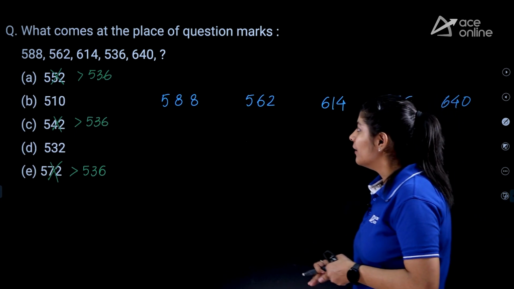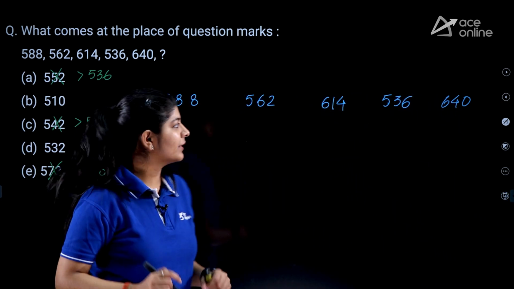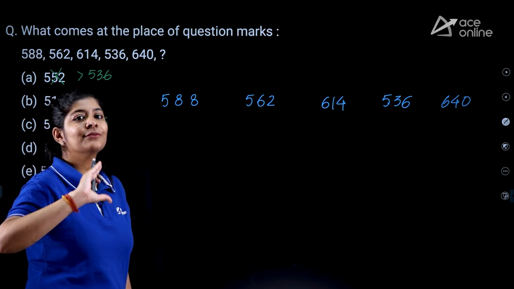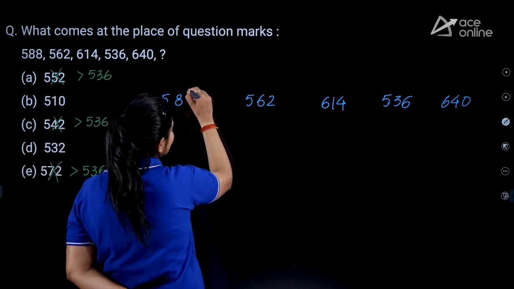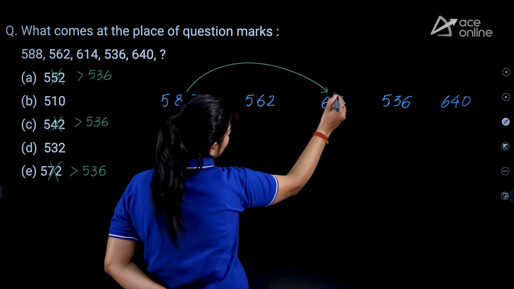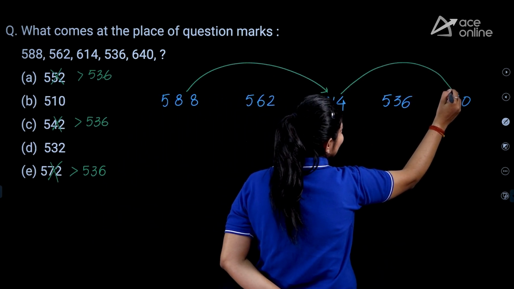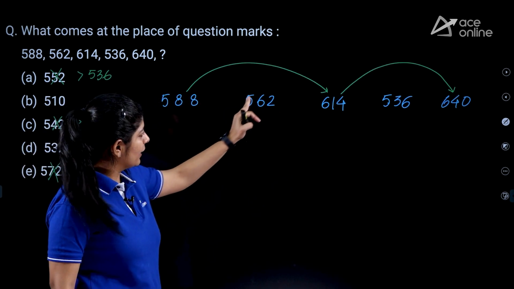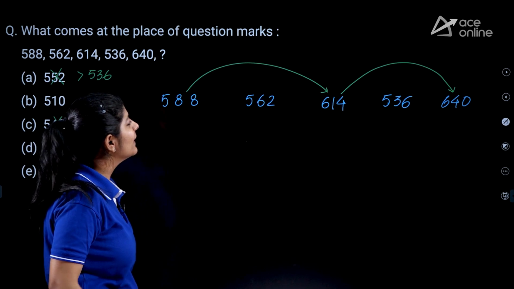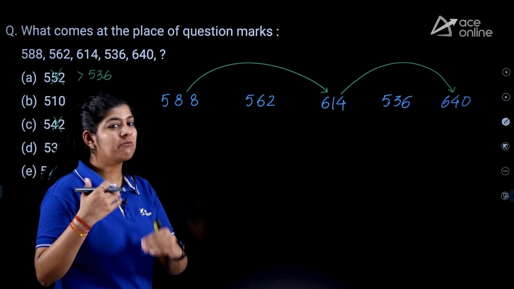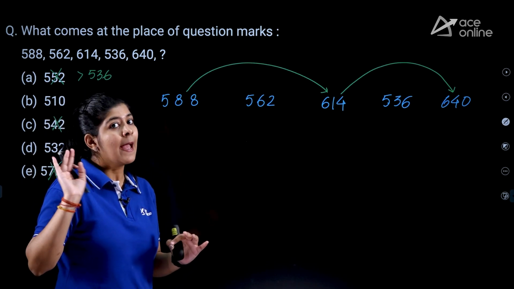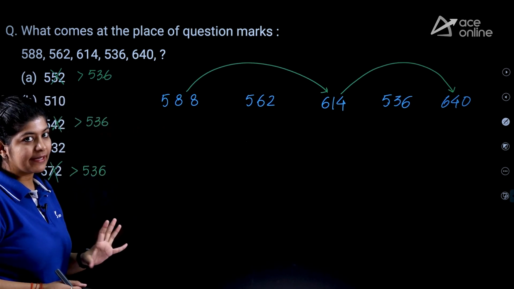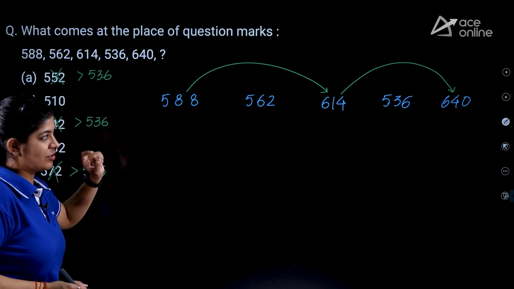Now, I can also say one more thing. If I move according to the alternate numbers like this one, I can sense a pattern over here. You can also sense the same pattern over here. In a specific series we may have different patterns, but ultimately we have to answer according to the options that we have in a particular question.